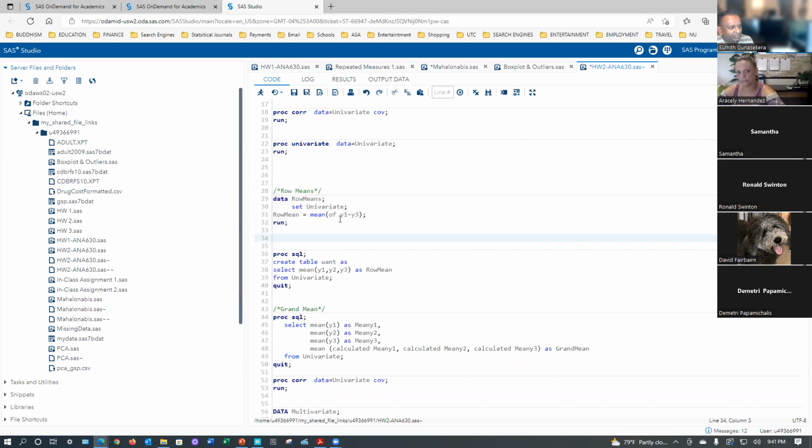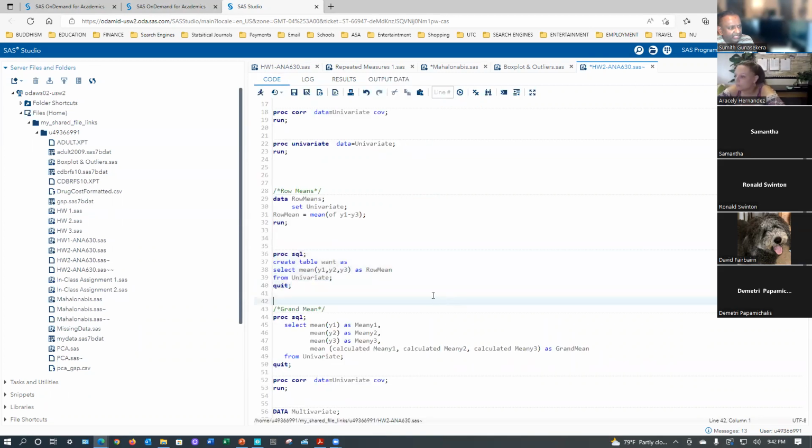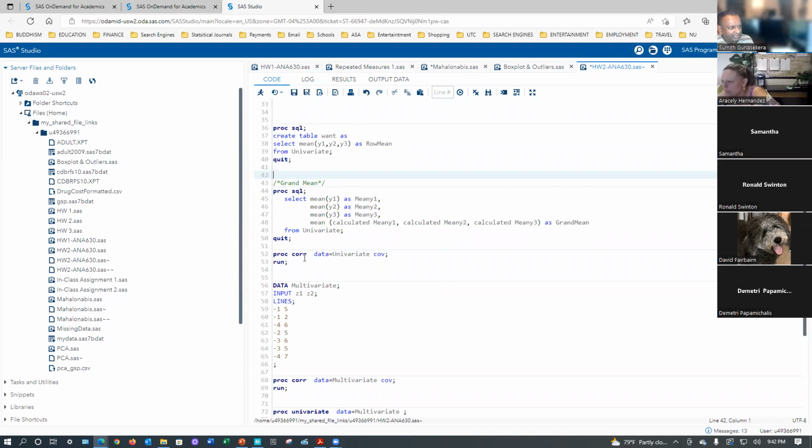Data simply, you're going to find the mean in this direction, y1 through y. So let's see this one. Select mean. The same thing. And for the grand mean, I'm going to use the SQL. I got this one, the mean.